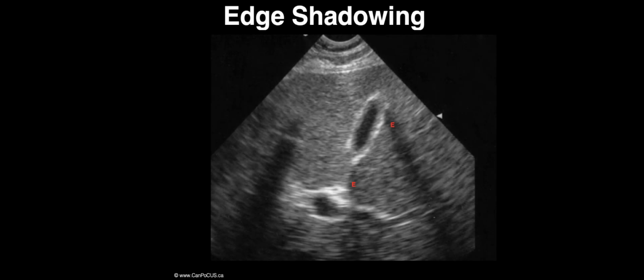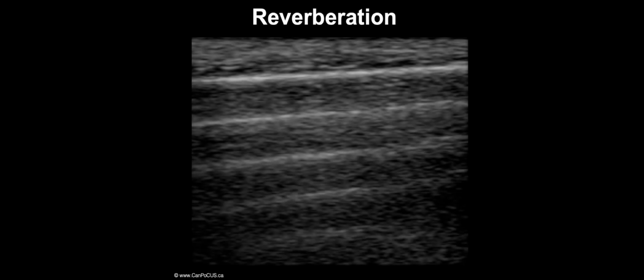Edge artifact is commonly seen when scanning circular or spherical structures. This is due to refraction from a curved reflector that causes the returning echoes to be weakened. Reverberation artifact normally occurs close to the transducer. This occurs due to a strongly reflective structure just deep to the transducer, and these reflections are then reflected back off the transducer into the tissue. This results in a closed-loop repeated reflection known as reverberation.